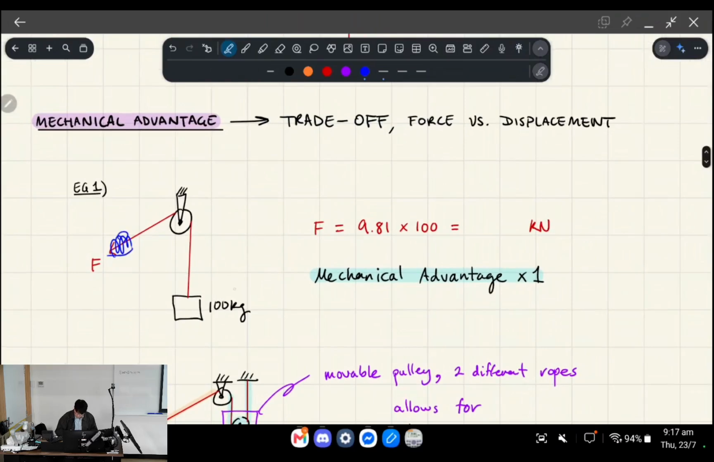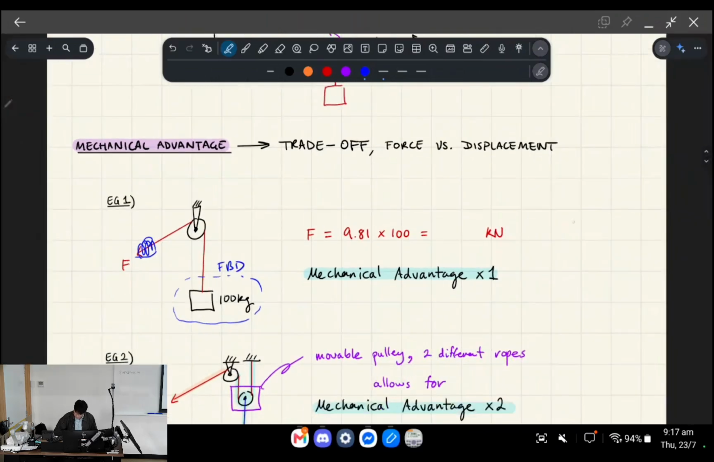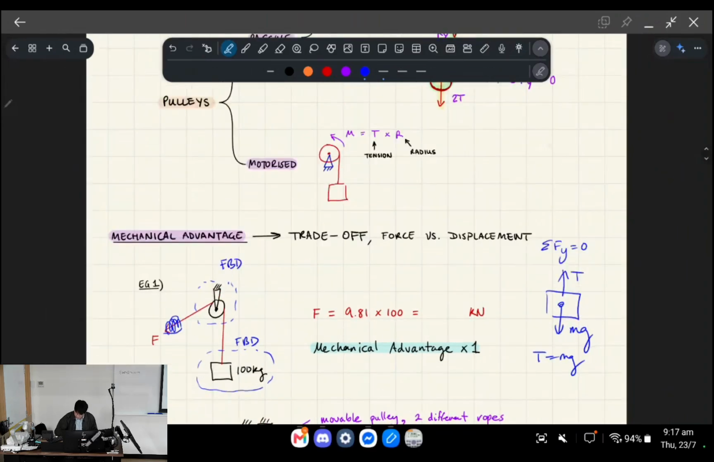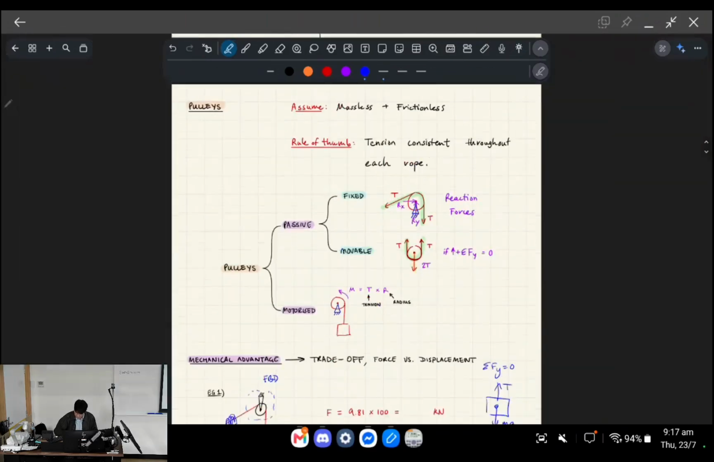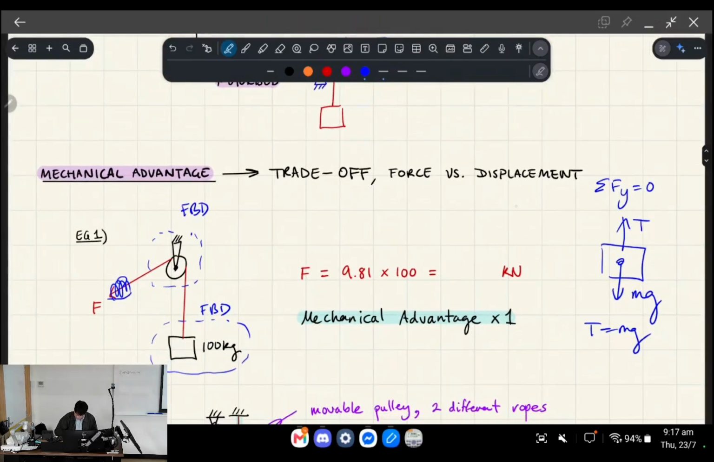So if we break this down in terms of the individual free body diagrams, this free body diagram would look something like this. You've got the weight force, and then you've got the tension force. Let's call that T. So if you do the sum of the forces being in equilibrium, you'll find that T is equal to mg. And if you do this free body analysis here, you'll find, oh actually, running out of space. Let's just quickly draw it here.